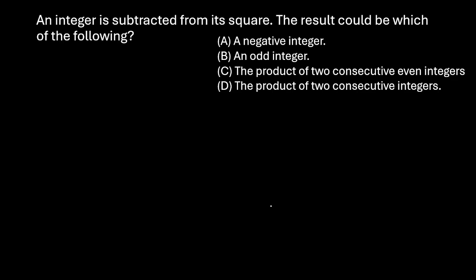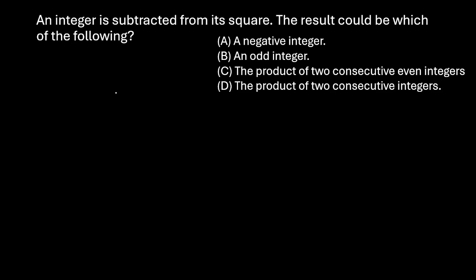Let's solve this SAT question. An integer is subtracted from its square. The result could be which of the following? If you want to give this problem a try, pause the video and let's see how we can solve this.